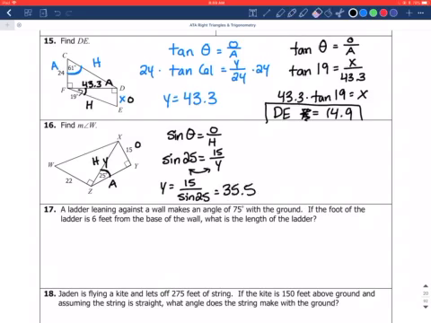So that is our length of this side right here, 35.5. All right, so from there you can forget about the other triangle. Now we're focusing on this one, and it's asking us to find the measure of angle W. So angle W right there is this angle. We don't know that one. That's what we're trying to find.